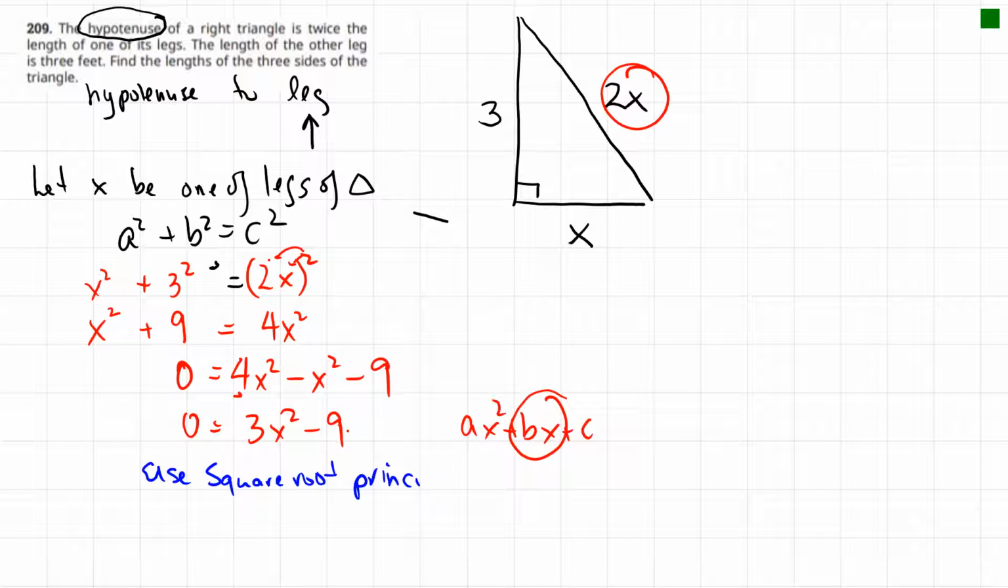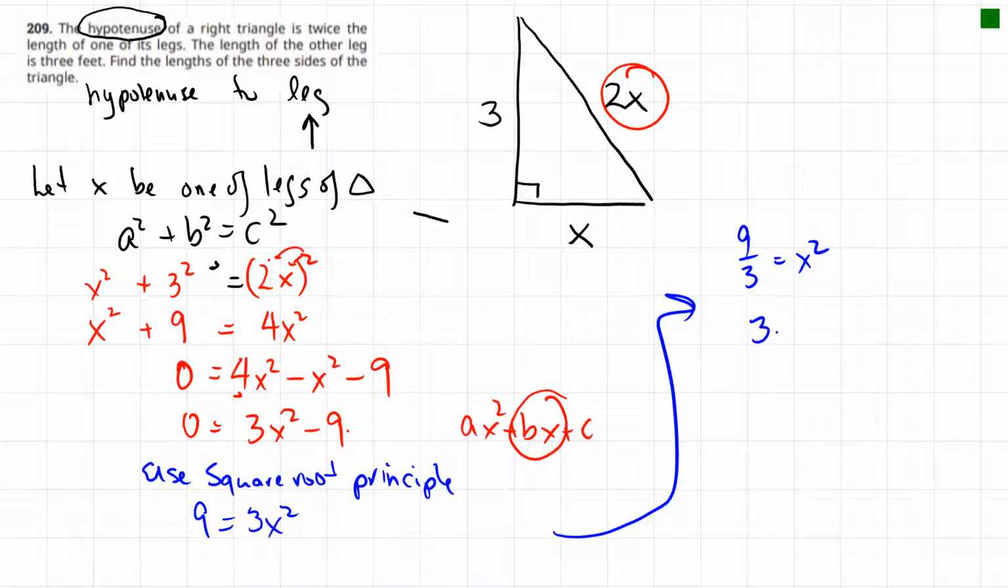And that means that I'm going to move everything back over. So maybe a little bit of work done and then undo it. Move the 9 over. Divide both sides by 3. So I get 3 equals x squared, and now I'm going to take the square root of both sides. And when you take the square root, remember plus or minus, but we're going to reject the negative because a negative answer doesn't make sense. So that means x equals just the positive root 3.